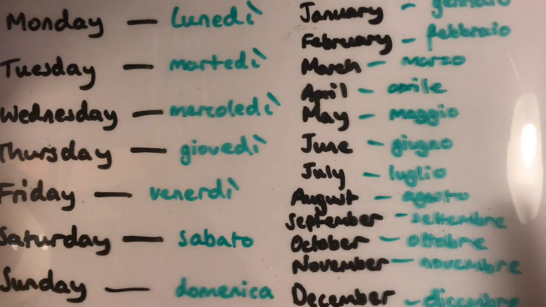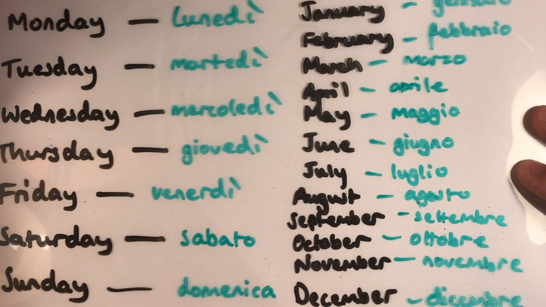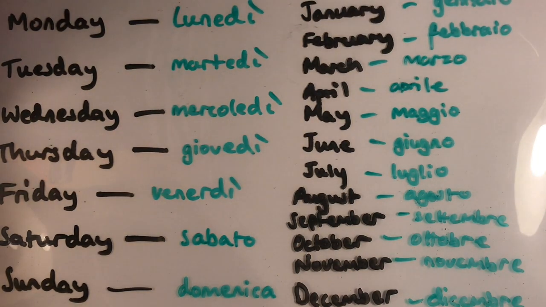August is agosto. September, settembre. October, ottobre. November, novembre. December, dicembre. So that's the days of the week and the months. So we can now write the date, which is absolutely brilliant. So let's just take a random example.